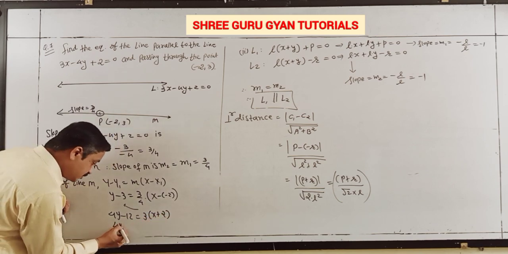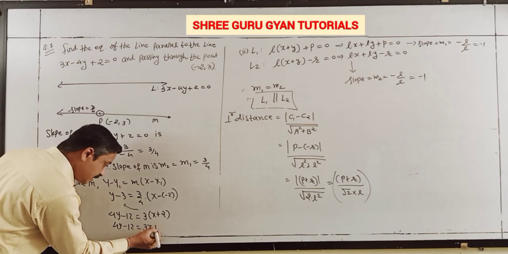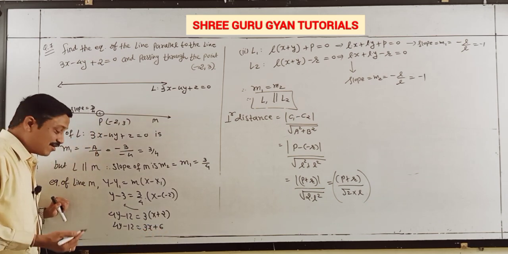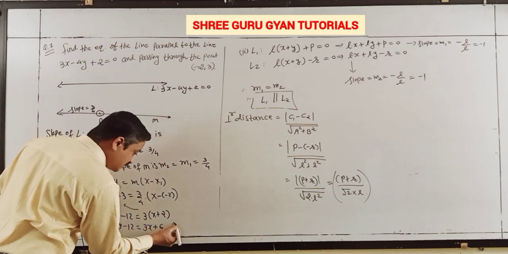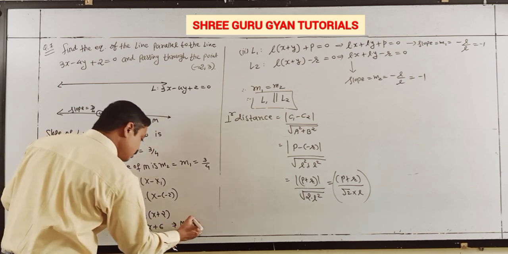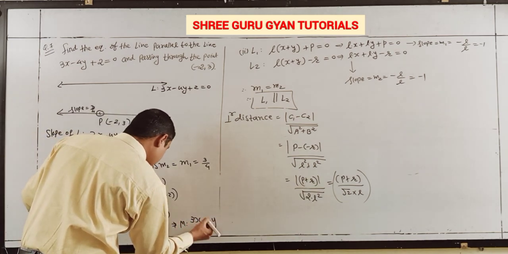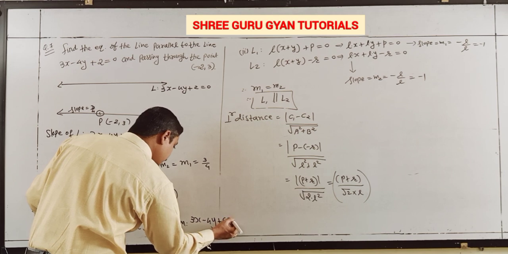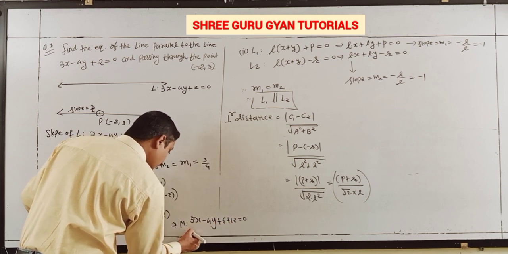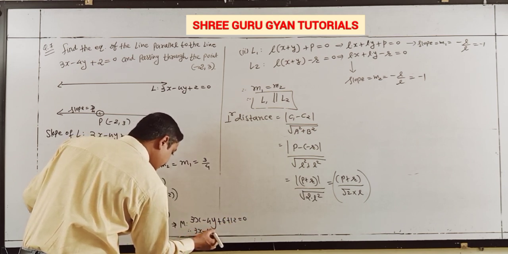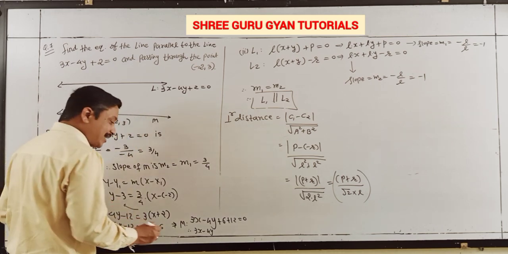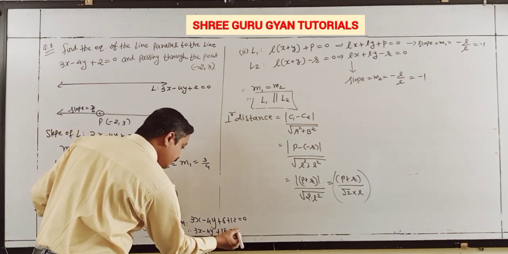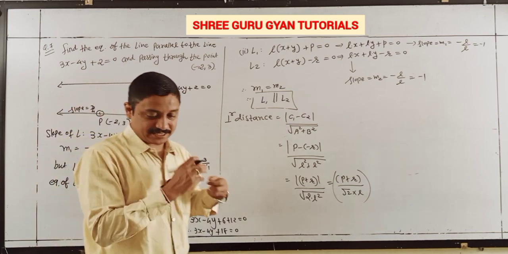So 4y minus 12, 3x plus 6. Final answer done. The equation of M is parallel to L: 3x minus 4y plus 6 plus 12. So 3x minus 4y, and 12 and 6 make 18. That's your answer in the simple way, done, students.